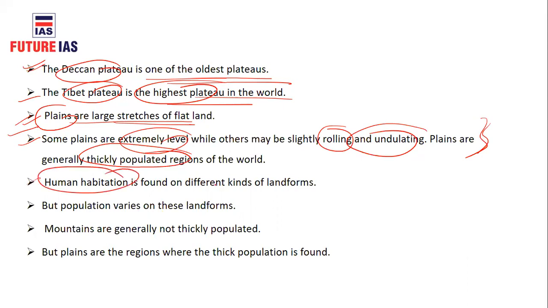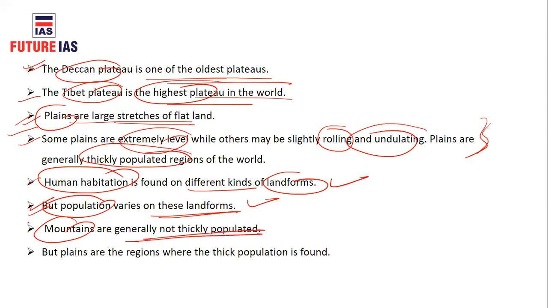The human habitation is found on the different kinds of landforms. The population varies on these landforms also. The mountains are generally not thickly populated. All right. And why are these mountains not thickly populated? Because of the difficult terrain, right? The availability of water, electricity, and different types of vegetables is also not there, and it is very difficult for the people to survive in the mountainous regions. Okay, plains are the regions where the population can easily survive. Rich groundwater aquifers will be there. Potable water is easily available.